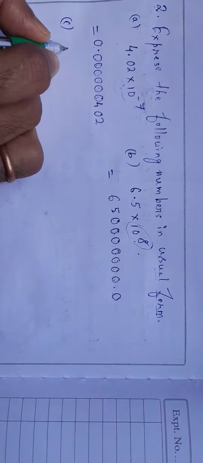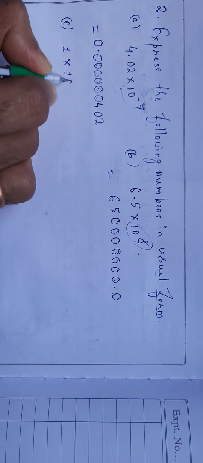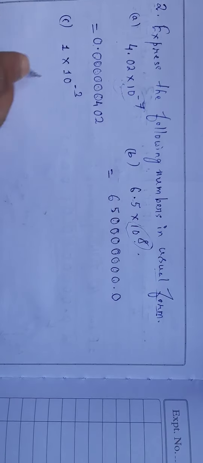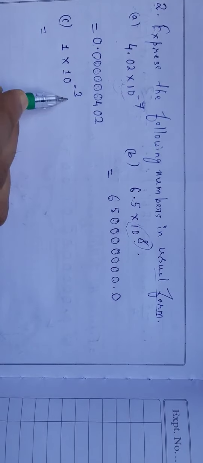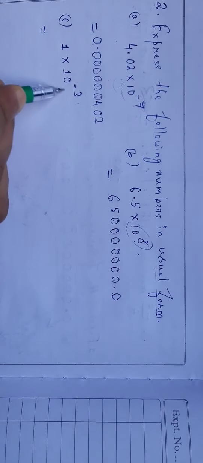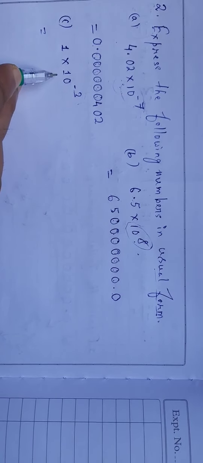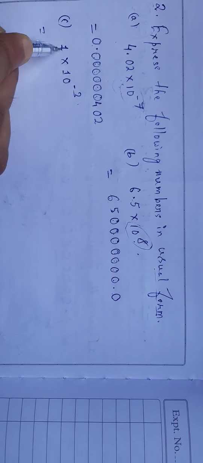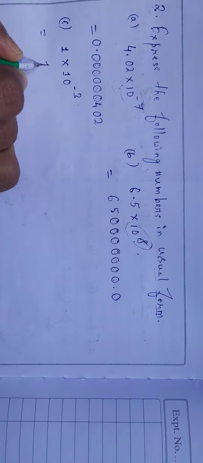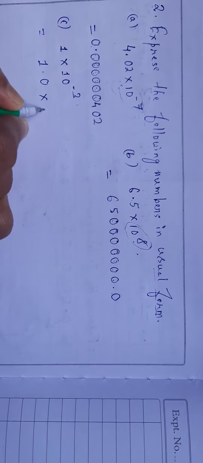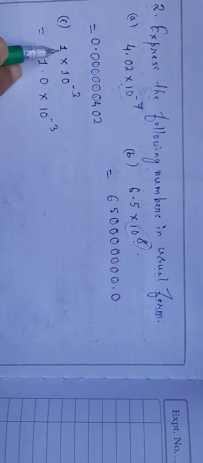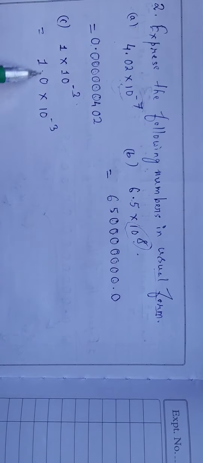Question number C: 1 into 10 to the power minus 3. Here you can find the exponent is negative. So since the exponent is negative, I'll shift my decimal point to the left hand side. Now here there is no decimal point, so we can rewrite the question as 1.0 into 10 to the power minus 3, since 1.0 is equal to 1.